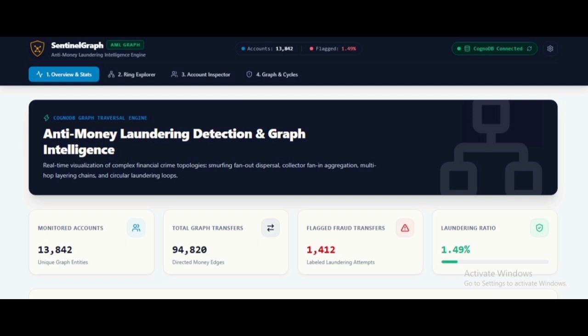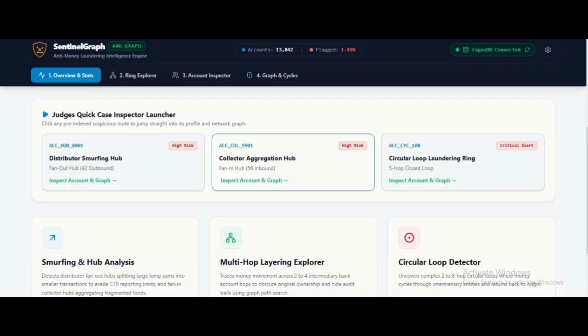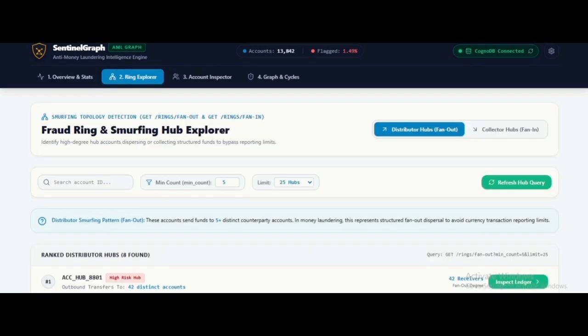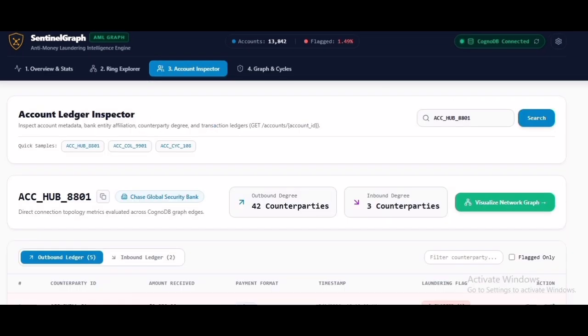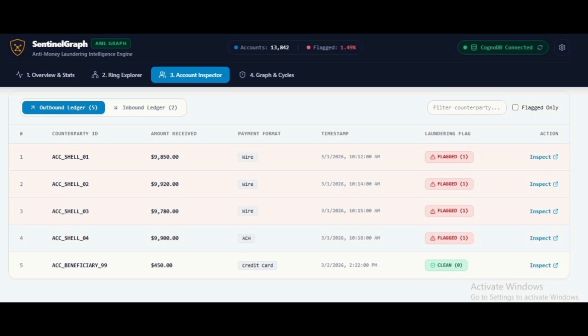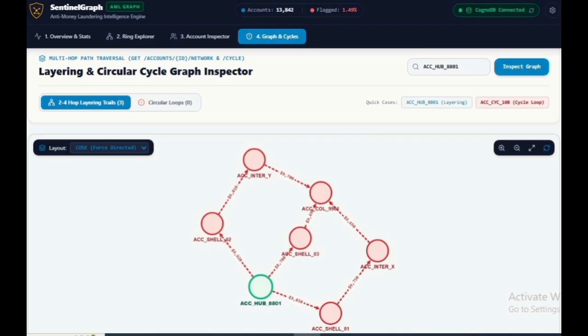Now, let's say this is a complete walkthrough, where the dashboard shows the overall AML statistics, including total accounts, total transfers, flagged transfers, and laundering ratio. The ring explorer shows the suspicious fan-out, fan-in, and hubs. The account inspector lets you search an account and inspect its incoming and outgoing ledgers, bank information, and connection counts. And the graph viewer lets you track multi-hop money flow and detect a circular laundering route. For example, when I open a suspicious account, I can see exactly how funds move through the network and whether the account is part of a larger laundering structure.